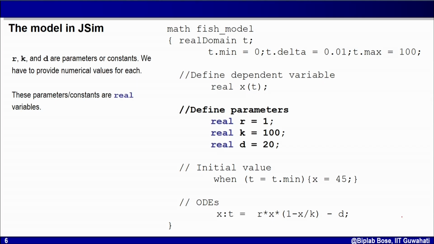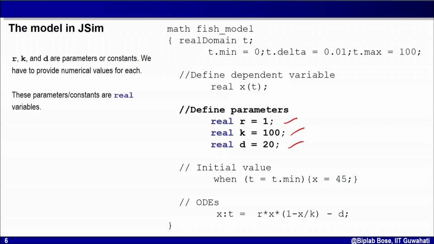Let's look into the other part. We have defined the dependent variable and the independent variable. Now we have to define the parameters, the constants. Remember, our model has 3 constants or 3 parameters, r, k and d. Here I have defined r equal to 1, k equal to 100, d equal to 20. You can choose any other value depending on your purpose. And in fact, during the simulation also, you can change the values. Now these parameters are real valued. That's why the term real is written in front of them.